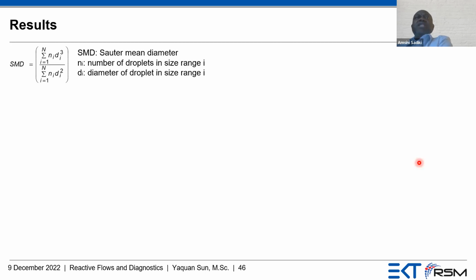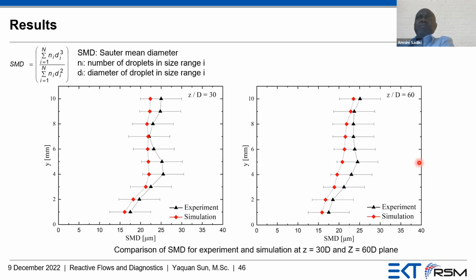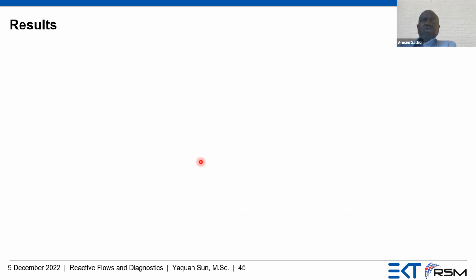We now compare the Sauter mean diameter obtained with our calculations with experimental data, and this can be seen here at two different positions, Z/D of 30 and Z/D of 60, and we see that our results agree very well with the experimental data. The jet velocity has also changed, but we didn't provide the results for that. We only use these inflow conditions that we have here.